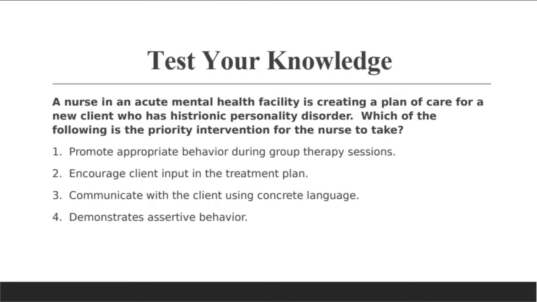Why do you need to promote that with these individuals? What are their characteristics that would make them disruptive? They're extreme attention seekers. They're very dramatic. Yes, they use their sexuality to gain attention, right? And they're very impulsive. Okay, so you want to model appropriate behavior and set those expectations early.